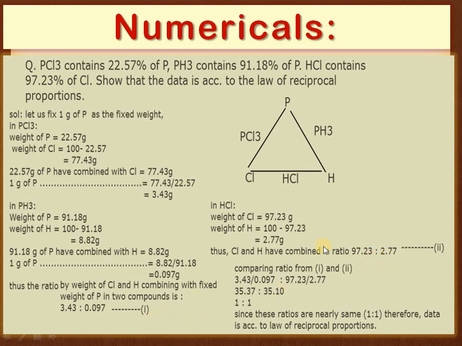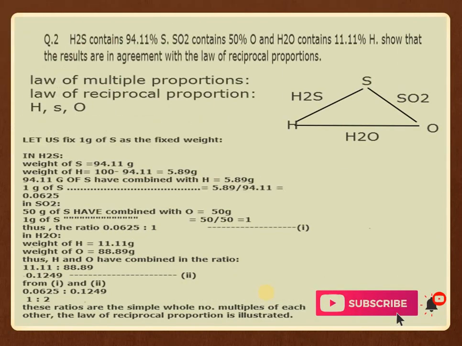So from equation 1 and equation 2 we can compare both ratios and we get 1:1. Therefore this is the law of reciprocal proportion because both the ratios are similar. 1 is similar to 1, and 35.37 is similar to 35.10, as by rounding off we get the same data. So now the second question: H2S contains 94.11% of sulfur, SO2 contains 50% of oxygen and H2O contains 11.11% of hydrogen. Show that the results are in agreement with the law of reciprocal proportion.